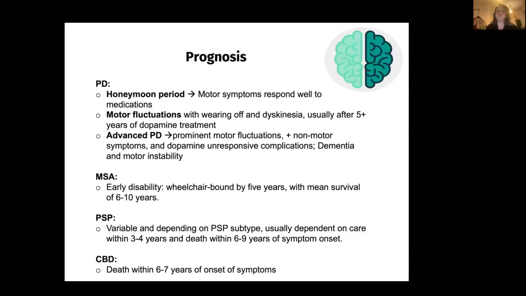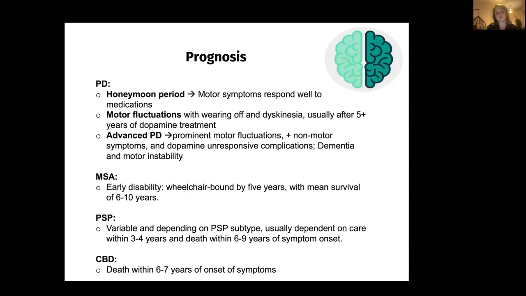With that, the prognosis is different for different subsets. So for idiopathic Parkinson's, we have the honeymoon period, which is where the motor symptoms respond well to the medications. But then as the disease advances, we'll start seeing motor fluctuations with the medication wearing off. And when we're giving more medications more frequently, we'll have dyskinesia. You'll start seeing these things usually after 5 years of dopamine treatment, sometimes longer, but this is the average. And then as they move to the advanced PD, which is 10 to 15 years after diagnosis, you'll start seeing a very prominent motor fluctuation, as we described in the previous slide.